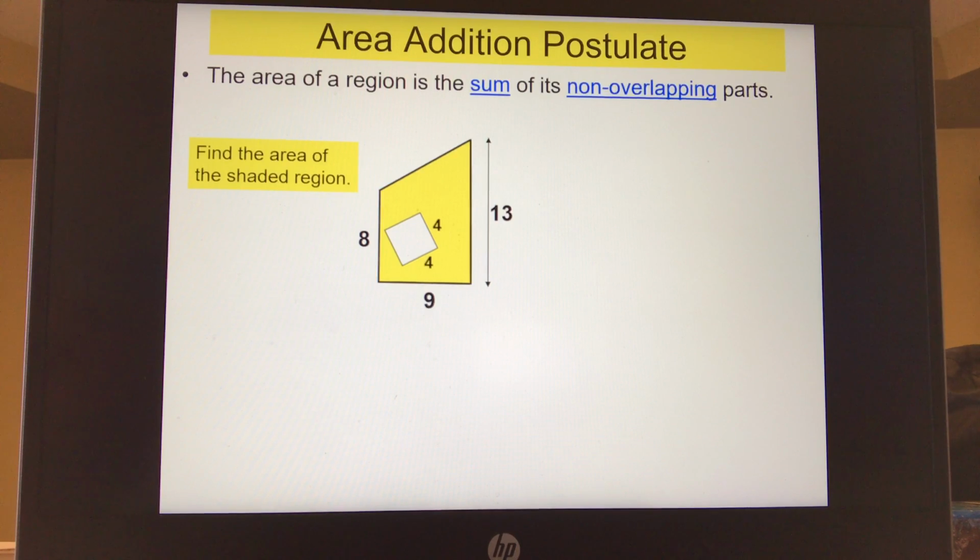I want you to do something simple like that. Cut it up into simpler shapes. Cut it up into parallelograms or triangles or rectangles and work from that. So that's my recommended approach.